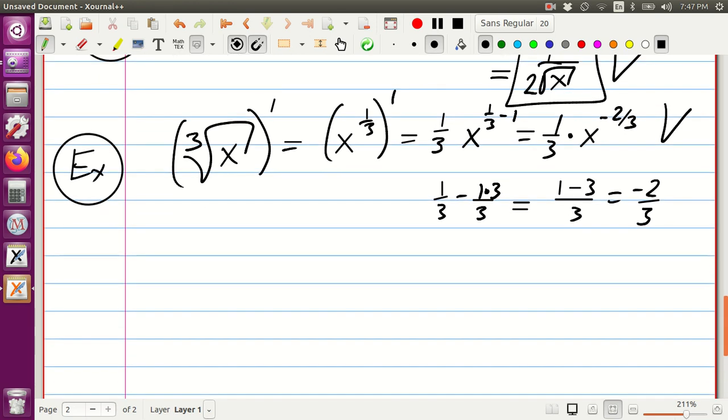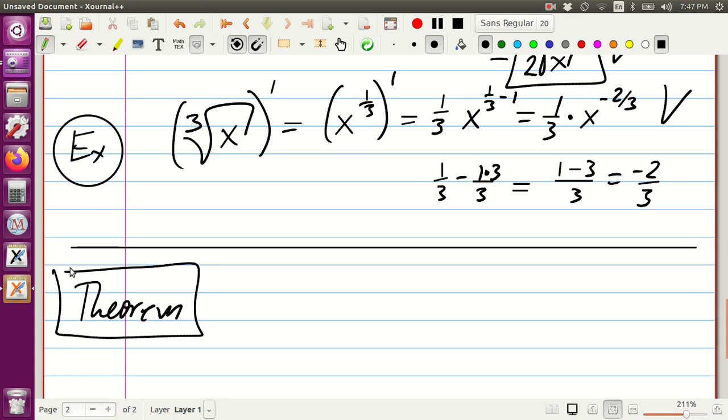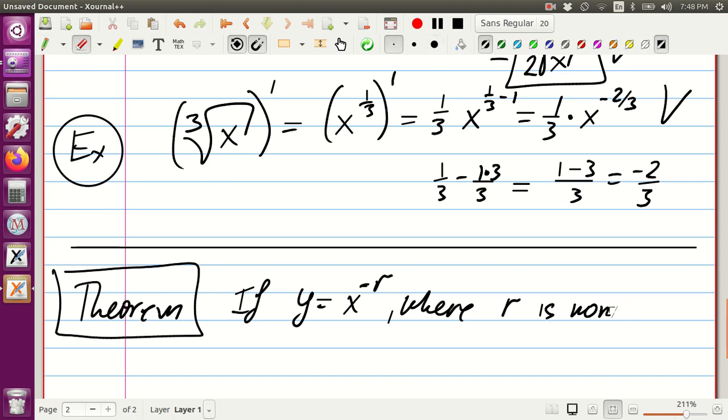Since we're doing the power rule, let's do another example for the power rule. And this theorem is about the following. This theorem talks about this function. If y is equal to x to the negative r, where r is a non-negative rational number.